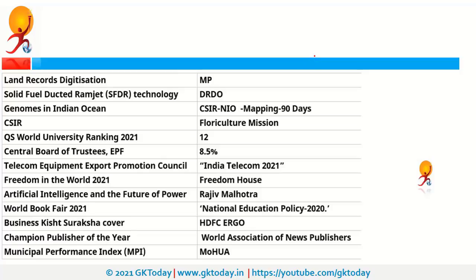Now, the first news is related to land record digitization. Recently, the Land Record and Services Index was released by NCAER, and as per this index, Madhya Pradesh is in the top position.